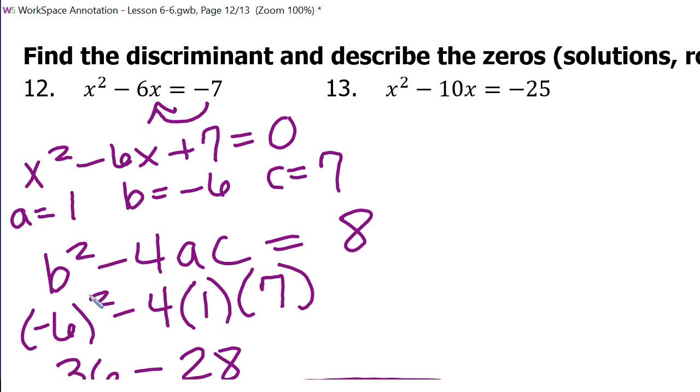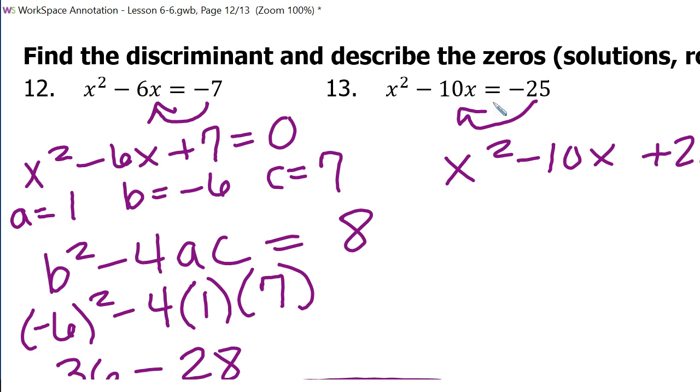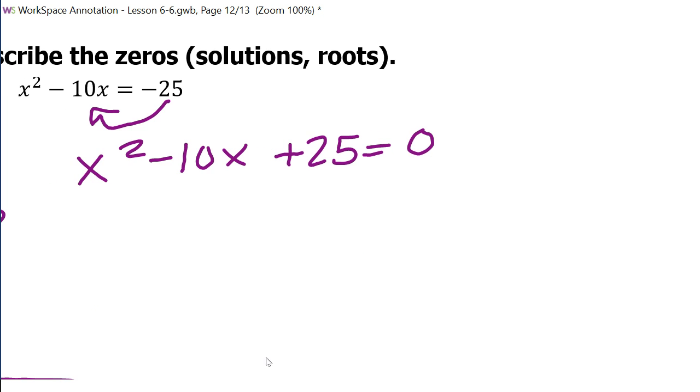Okay, number 13. We have x squared minus 10x equals negative 25. Just like with quadratic formula, put it in standard form. Is that in standard form? No. So we need to take the negative 25, move it to the other side. So this would be x squared minus 10x. What happens to negative 25 when we move it? Changes to positive 25. Then write down your a, your b, your c. So what is a? 1. What is b? What is c?